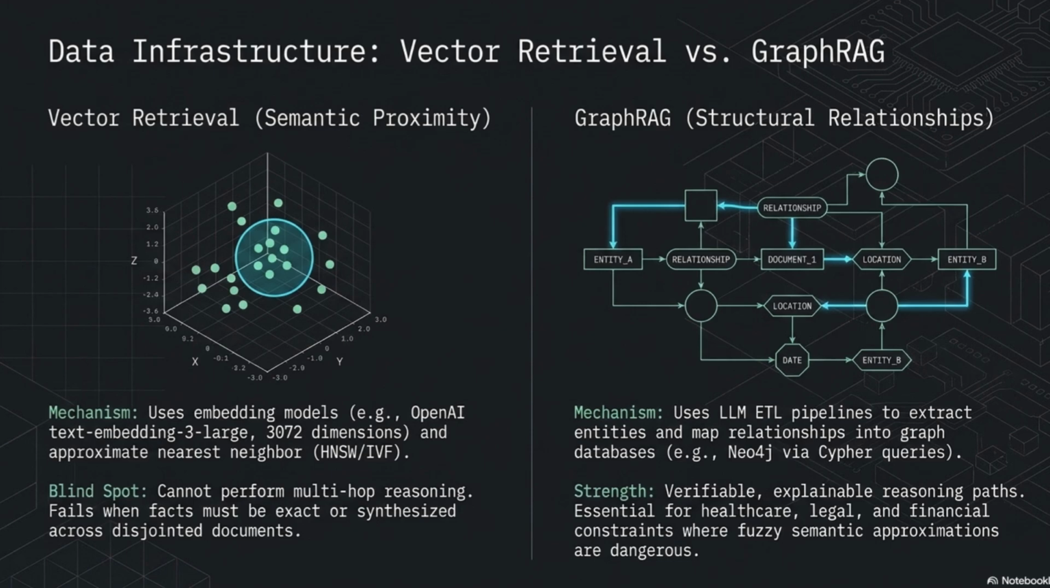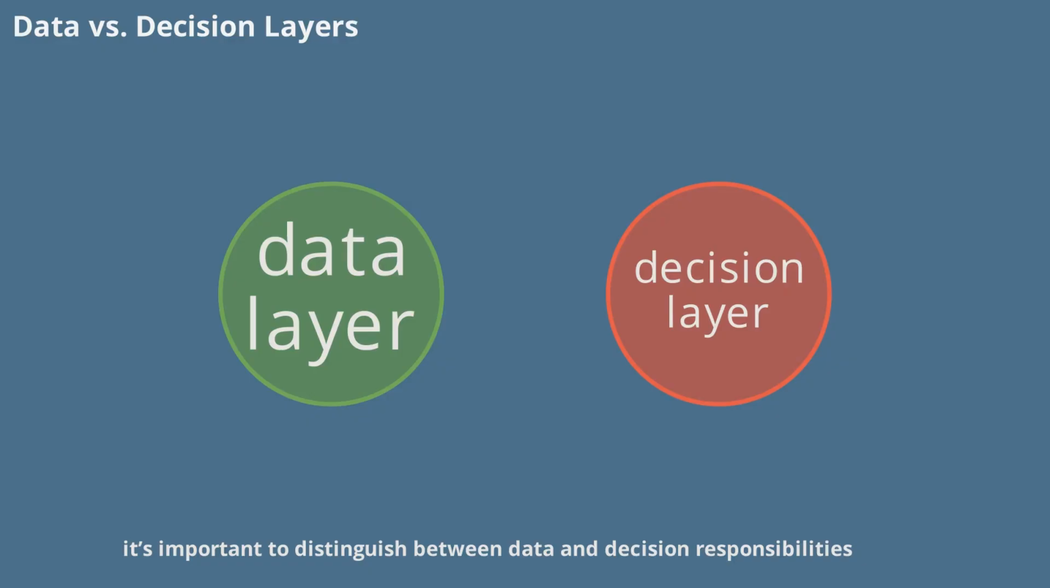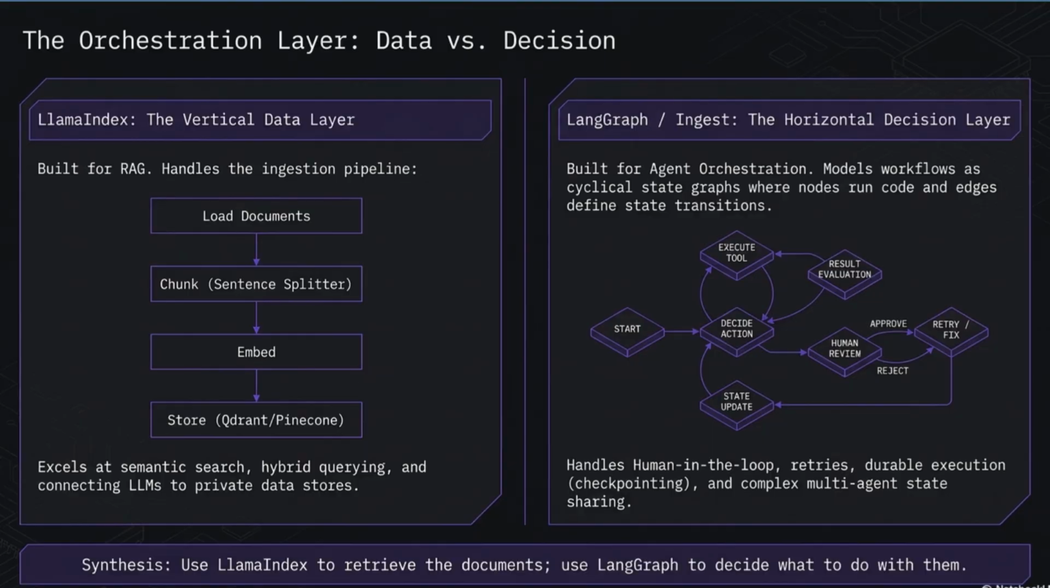In the orchestration layer, it's important to distinguish between data and decision responsibilities. LlamaIndex serves as the vertical data layer, handling document ingestion and retrieval. LangGraph, meanwhile, acts as the horizontal decision layer, modeling workflows as cyclical state graphs. This separation allows for flexible, scalable agent orchestration.